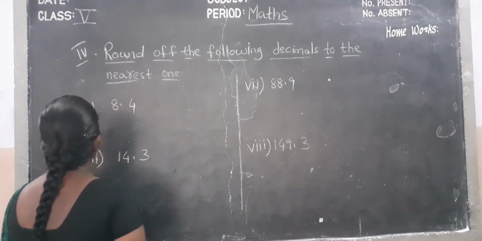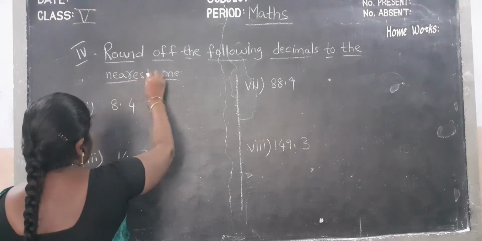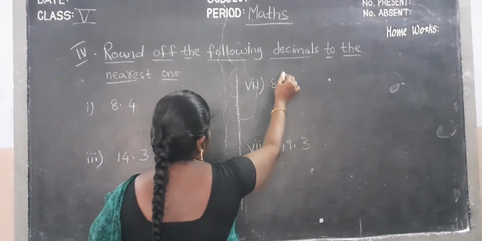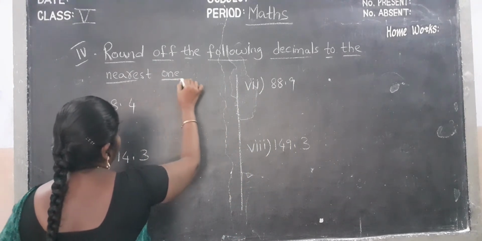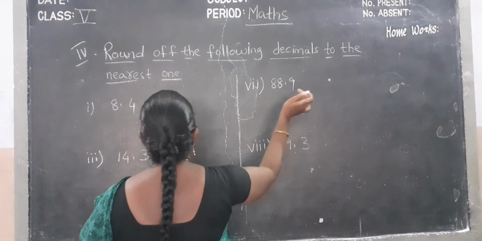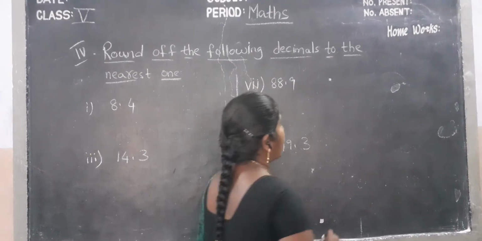Children, today we will start the fourth problem. See children, what is that fourth problem? Round off the following decimals to the nearest one. What is that children? Round off the following decimals to the nearest one. See children, how to estimate the decimals to the nearest ones.